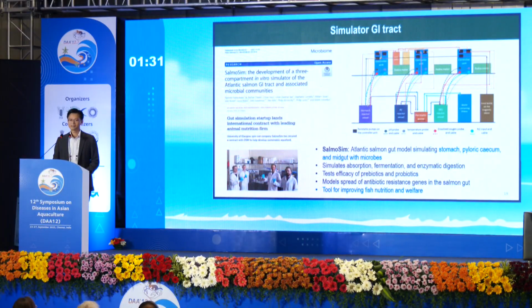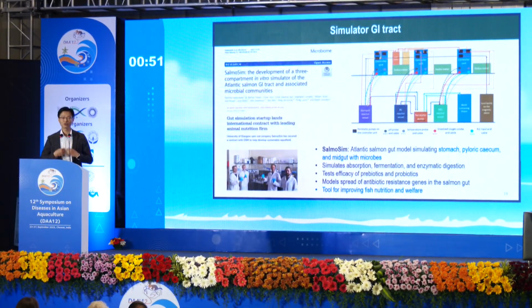The most exciting is someone working with nutrition. A research group from Glasgow University was able to produce a system that imitates the stomach, pyloric caeca, and midgut, including microbes. They put them into different bioreactors. This reactor is for the stomach, the other reactor is for the pyloric caeca, and the other reactor is for the midgut. They add microbes inside, and they mimic all things similar to the GI tract of salmon.